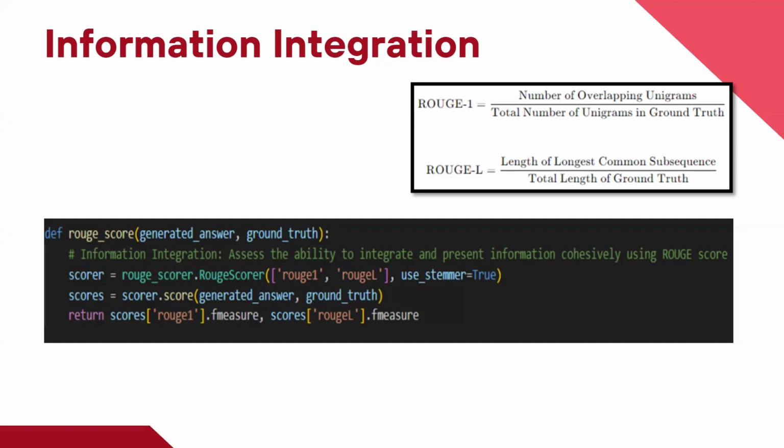Now use the scorer object to compute the ROUGE score by comparing the generated answer and the ground truth. The result is stored in the score dictionary, which contains the ROUGE-1 and ROUGE-L scores, and finally it returns the F1 score, a measure that combines precision and recall, for both the ROUGE-1 and ROUGE-L from the score dictionary.